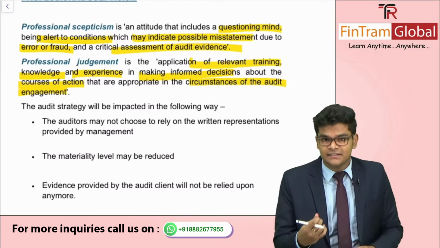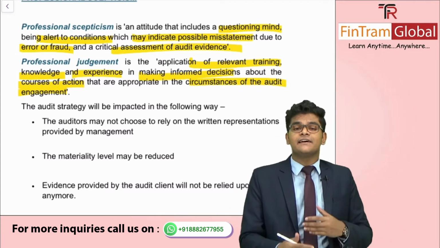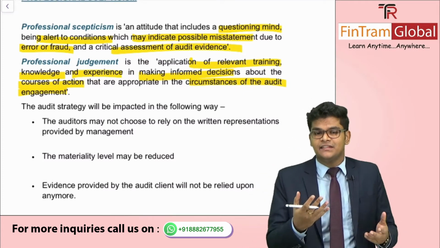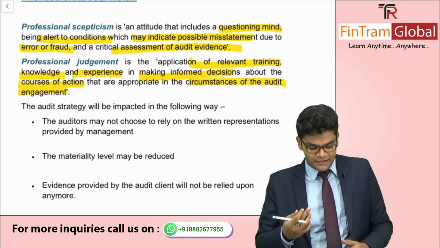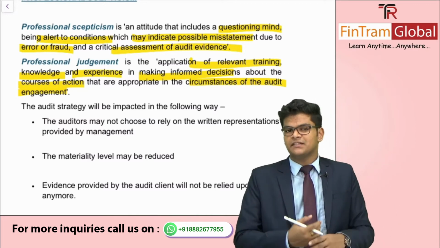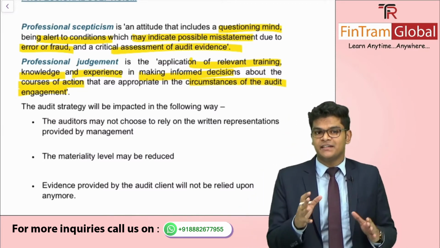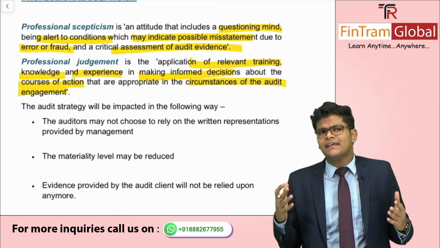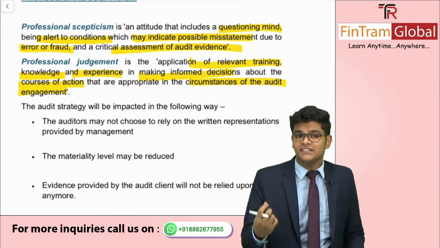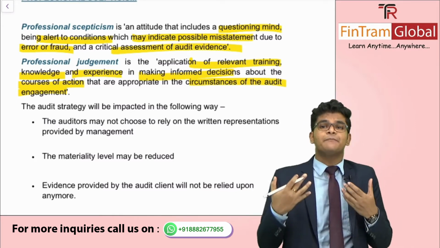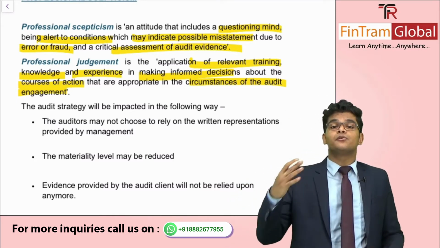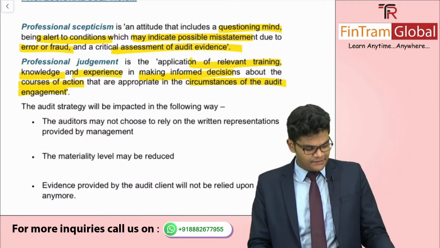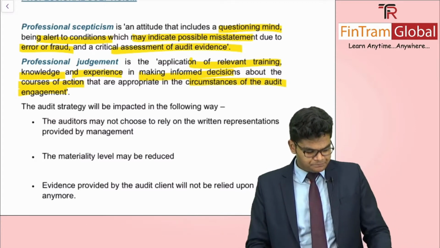That's what professional judgment is: taking informed decisions by applying the level of training provided by the audit firm, the knowledge that the individual has gathered, as well as their experience. That's what professional judgment is, and it's entirely different to professional skepticism. Another factor about professional skepticism is that you have to maintain that particular attitude throughout the course of the audit. So keep this in mind as well. That's another really important point to understand.